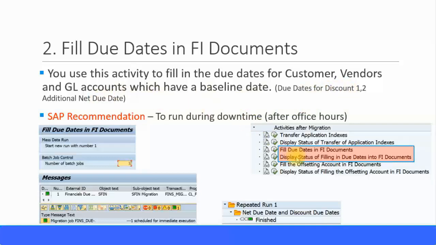It's better that you run this activity after office hours, because it has to go through many hundreds of thousands of line items, if not millions of line items, and fill in the necessary due dates. So the SAP recommended approach is to run during downtime or after office hours. Once you execute this transaction, come back to the familiar screen, enter the number of batch jobs, and execute the transaction. It will give a message saying it has been scheduled for immediate execution. Then you can go to the display status transaction, and you can see net due date and discount due dates. The transactions have been completed, finished, with a green box over here.